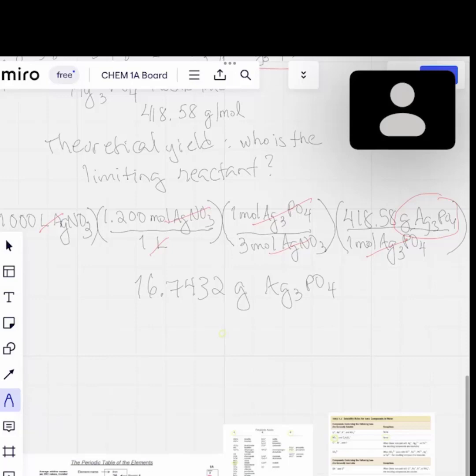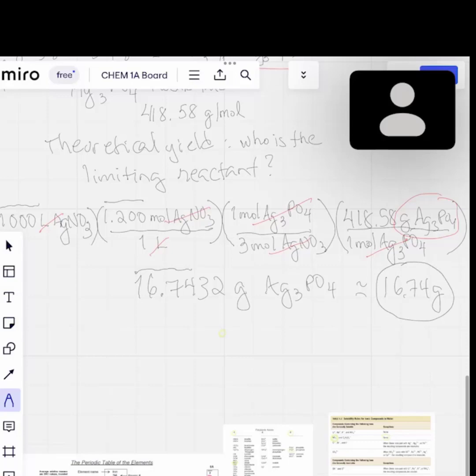However, notice that the numbers we were given before only had 4 sig figs. So technically, if you're going to be very strict about sig figs, only the first 4 digits would be significant. So it'd be 16.74 grams. And if that were the answer, that would be it. But we're not done yet.